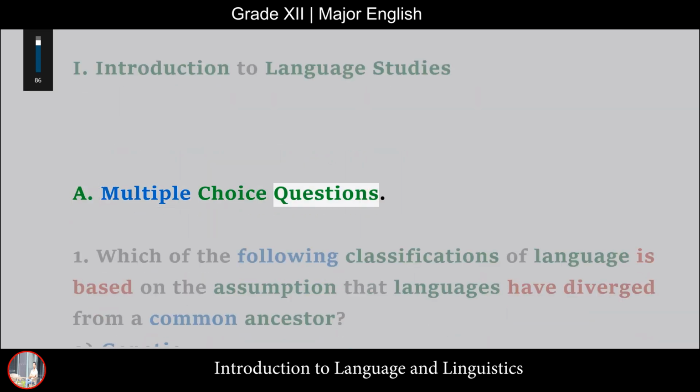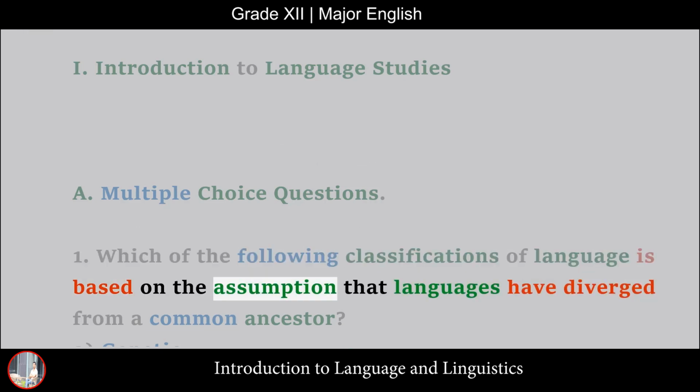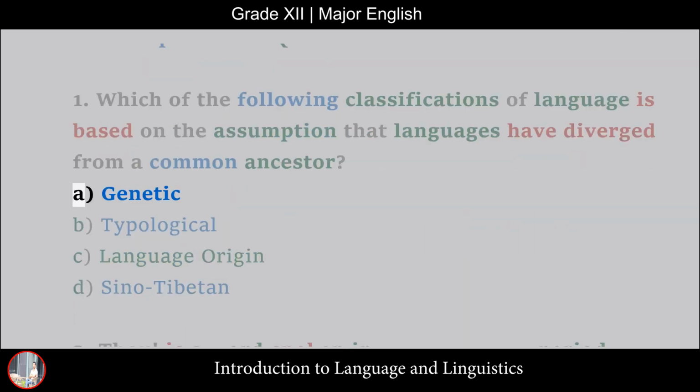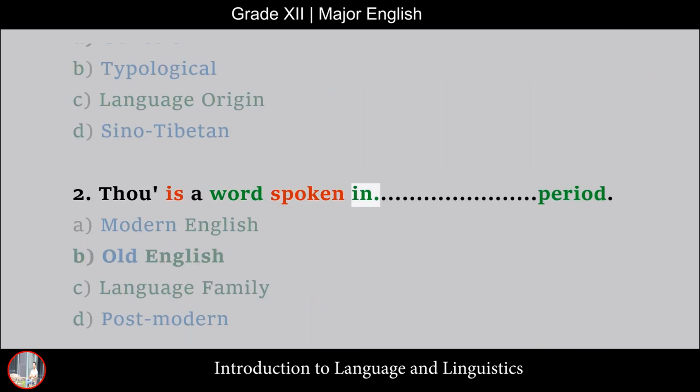Multiple choice questions. 1. Which of the following classifications of language is based on the assumption that languages have diverged from a common ancestor? A. Genetic. B. Typological. C. Language origin. D. Sino-Tibetan. 2. Thou is a word spoken in ___ period. A. Modern English. B. Old English. C. Language family. D. Postmodern.